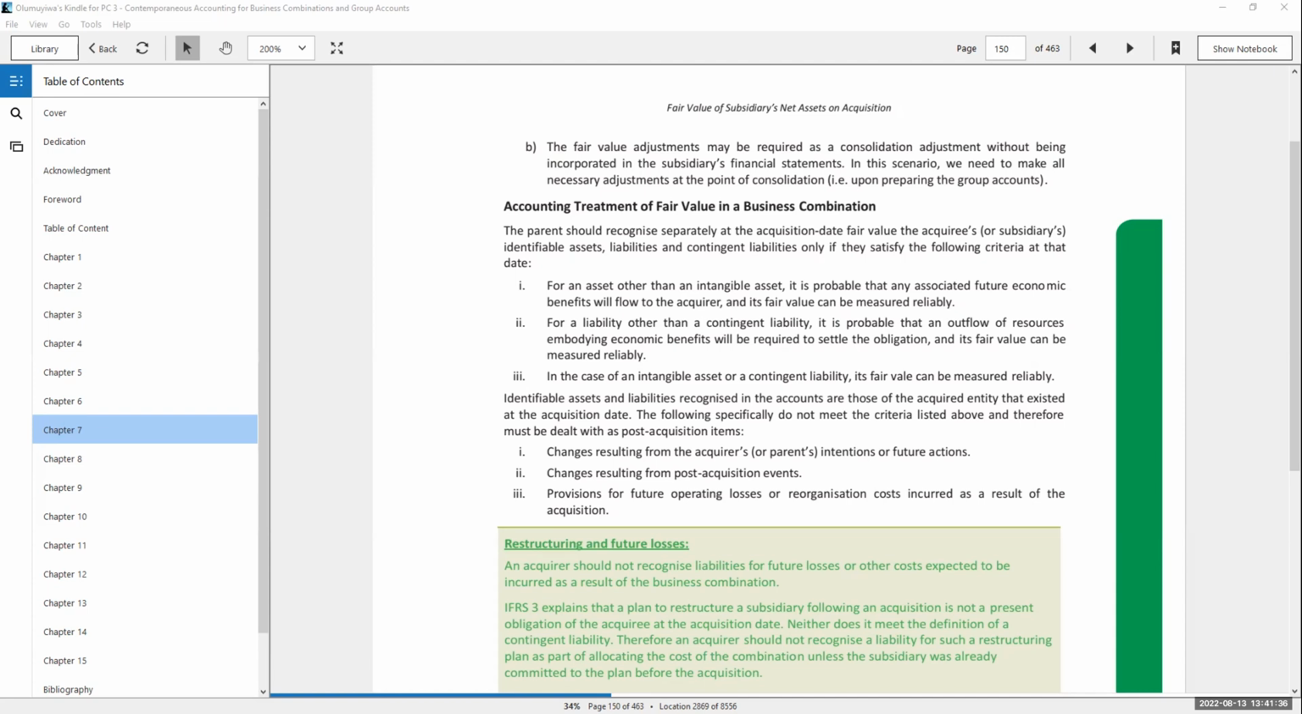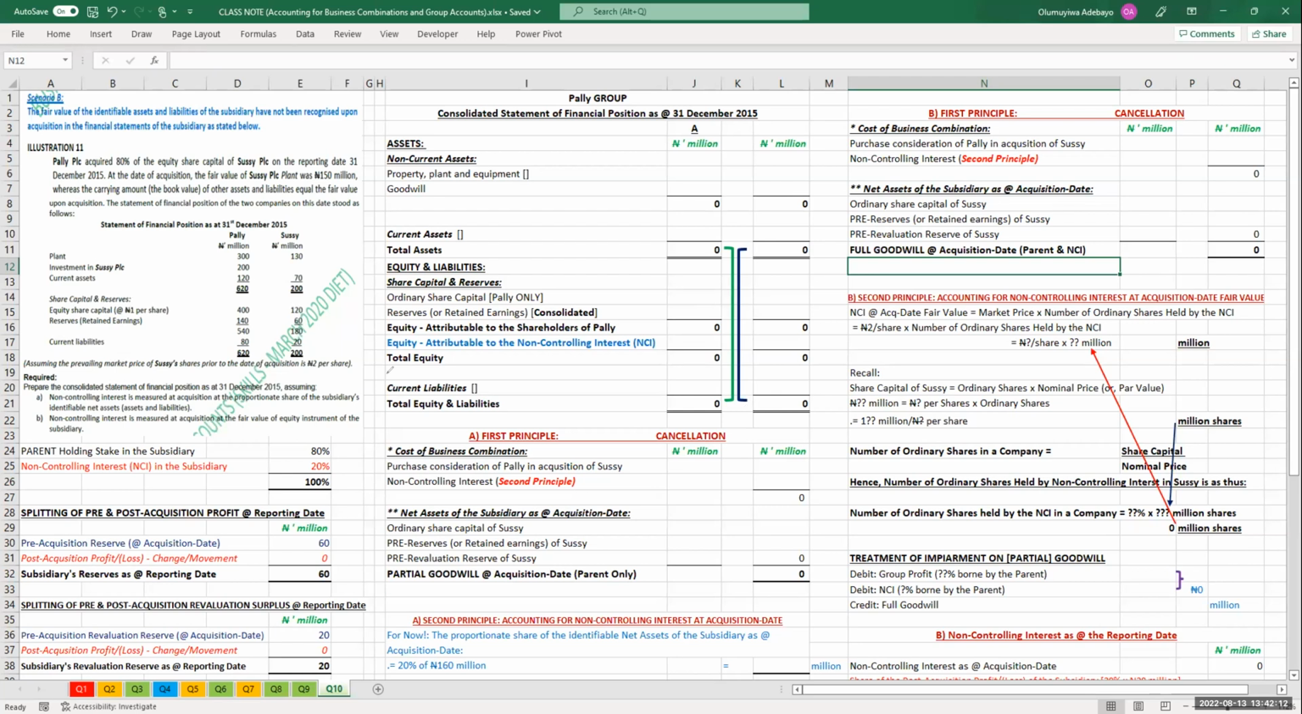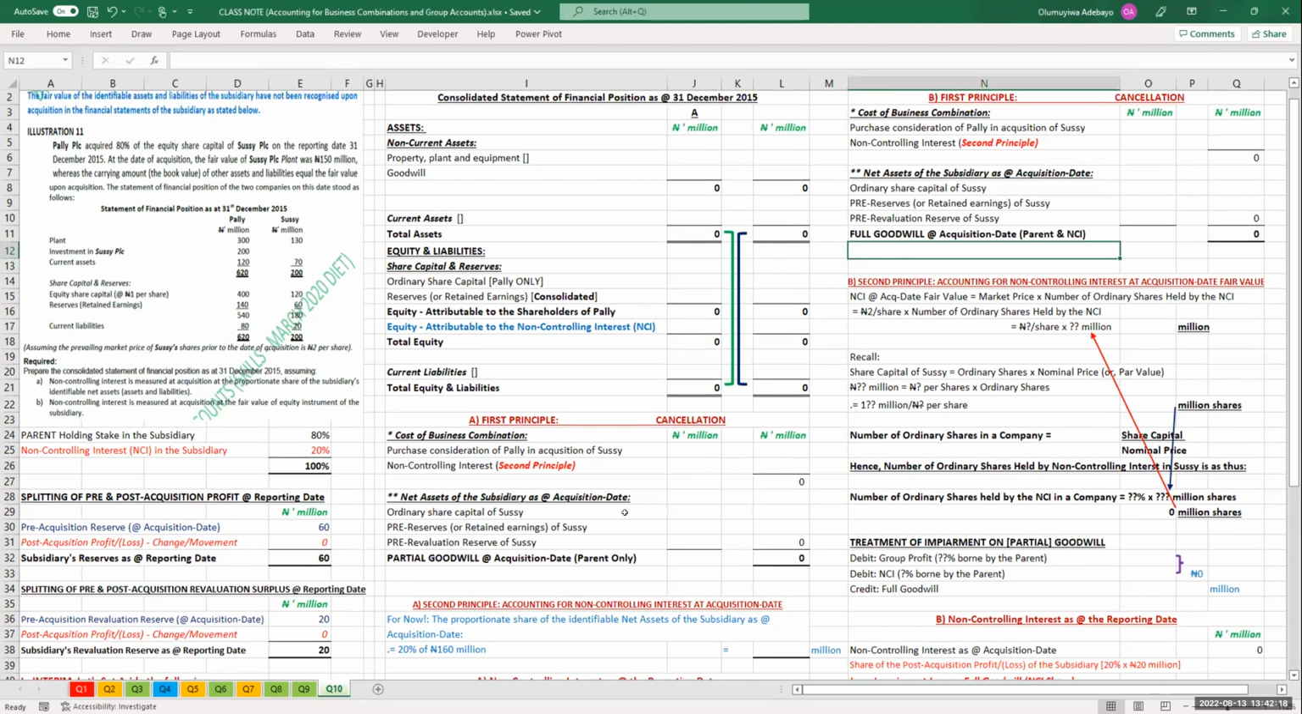The fair value of subsidiary's net assets at acquisition. B, the fair value adjustment may be required as a consolidation adjustment without being incorporated in the subsidiary's financial statement. In this scenario, we need to make all necessary adjustments at the point of consolidation, that is upon preparing the group accounts. And that's what we want to do now. Since the fair value has not been reflected in the subsidiary's books, we will track this as a group adjustment, which will continue to carry on year upon year, starting from the date of acquisition. Therefore, what do we do? We'll come here.